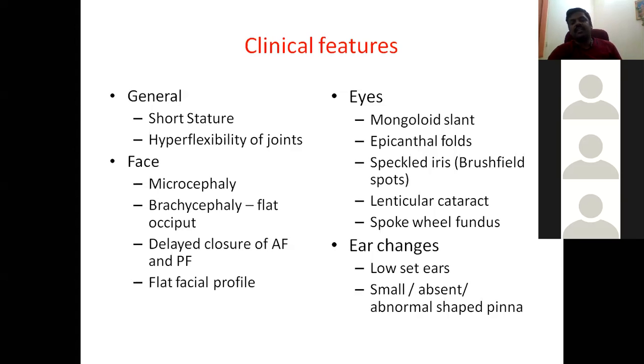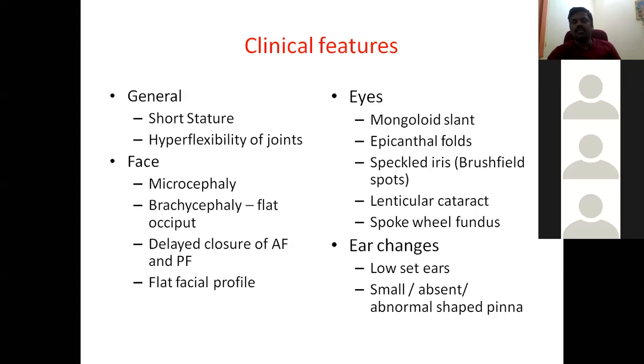Ear: the ear size may be abnormal or the position may be abnormal. The size could be absent, small, or malformed. So it can be any of the three. Because of this malformation of the ear, conductive deafness is very common in Down syndrome, because the external auditory meatus will not be proper and the wax cannot be cleared continuously. So because of wax obstruction in the abnormally shaped external auditory meatus, conductive deafness is very common in Down syndrome. Then low set ears.